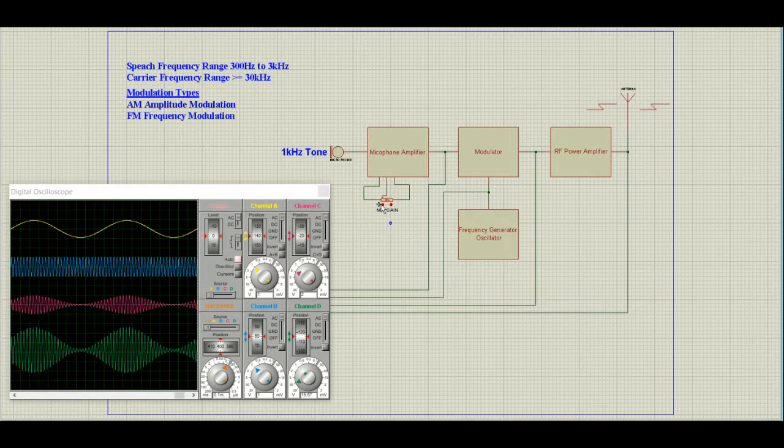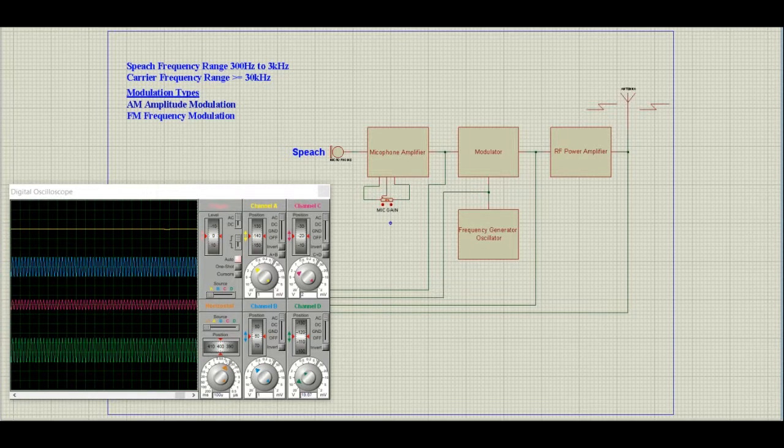Any increase in mic gain above this point will cause overmodulation and distortion. This can be seen by the carrier missing between the envelopes. This will cause distortion on your transmission and should be avoided.